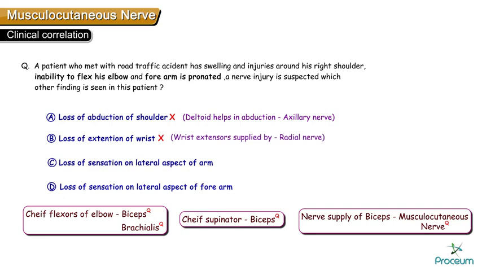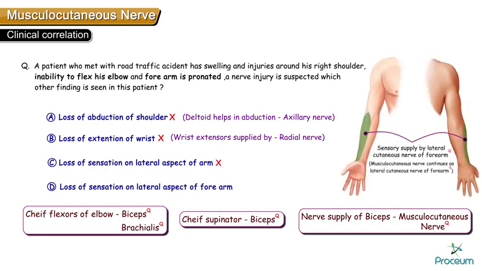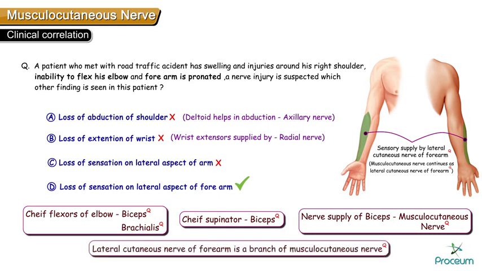Loss of sensation on the lateral aspect of arm? No. Musculocutaneous nerve actually gives rise to lateral cutaneous nerve of forearm. So the correct answer should be D. The patient will be expected to have loss of sensation on the lateral aspect of forearm. The lateral cutaneous nerve of forearm is a branch of musculocutaneous nerve.